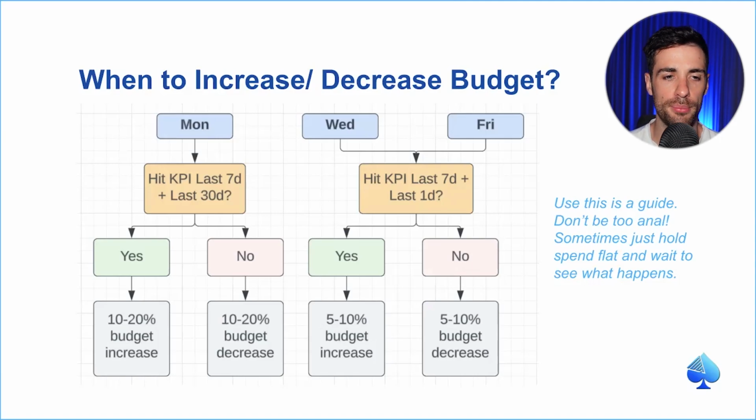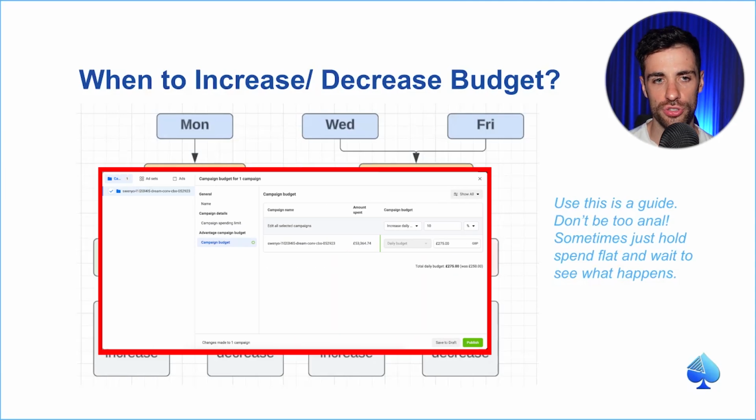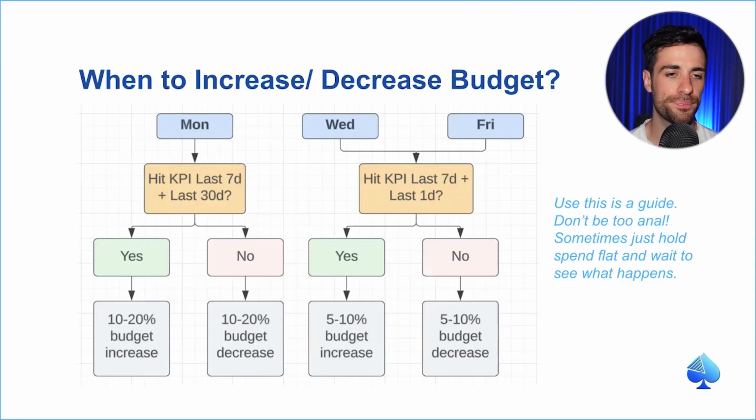So let's say on Monday, you've hit your KPI in the last 7 days, and you've hit your KPI in the last 30 days, those 2 look backs. If that is a yes, you can scale the budget 10 to 20%, okay? And that's simply just a case of going into the campaign budget and adjusting it by an increase of 20%. There's a setting that you can do that allows you to do that. You don't have to manually calculate what is 20% increase, okay? If you're not hitting those 2 things, so it doesn't matter if you're hitting one, you have to be hitting both of them, then you can scale back the budget 10 to 20%.